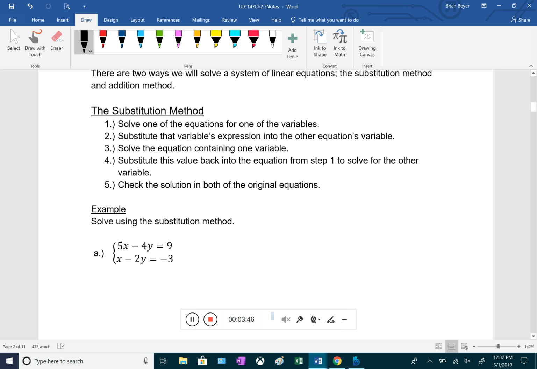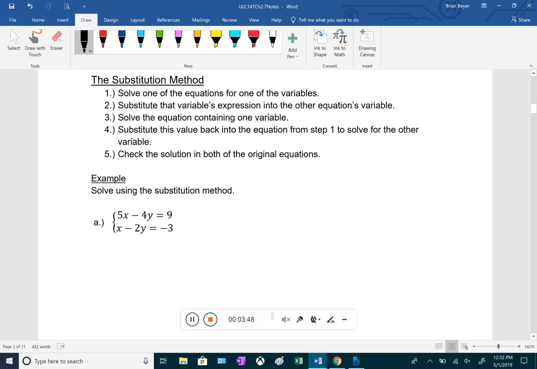Starting with the substitution method, what we're going to do first is solve one of the equations for one of the variables. You can solve for whichever variable you want, but there's usually an easiest one to solve for, which we'll see in a second. Once we solve for one of the variables, we substitute that expression into the other equation's variable, hence the name substitution method. Then we're left with one equation, one variable, so we can solve for that variable. Then we substitute that value back into the equation from step 1 to find the other variable.